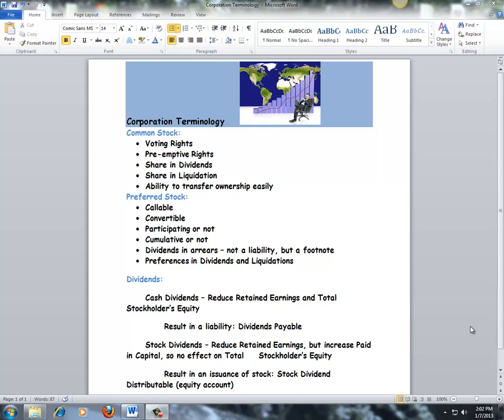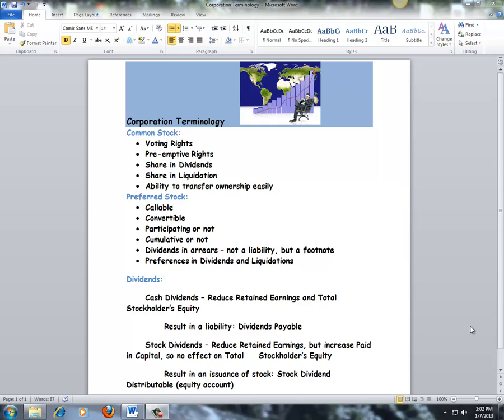The participating feature means that if the dividends are big enough that preferred gets any dividends in arrears, which are always paid first, they get the current expected return on their investment. There's a matching way to reward common, and then any excess dividends are then split according to some pre-approved plan between preferred and common. If it's not participating, once preferred gets any dividends in arrears and the current year expected return, they don't get anything else.